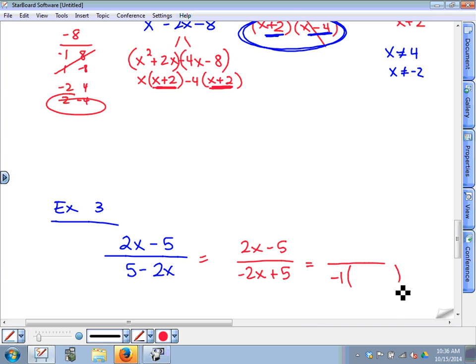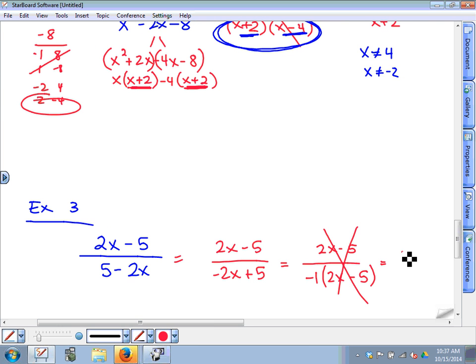If I factored out a negative 1 from the denominator, what do we get? 2x minus 5, which matches what we have in the numerator, 2x minus 5. See, I knew some of you in here could figure this out. You're close. So now those are gone, the 2x minus 5s are gone, and you're right, we have 1 over negative 1, which is just negative 1.